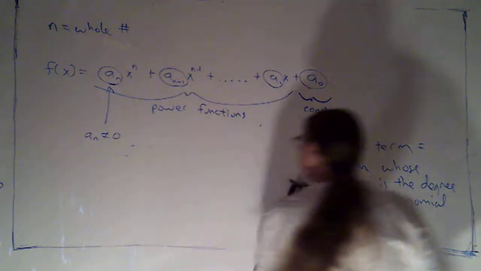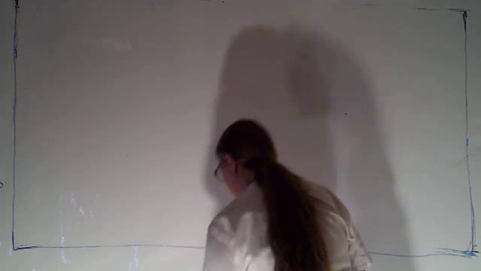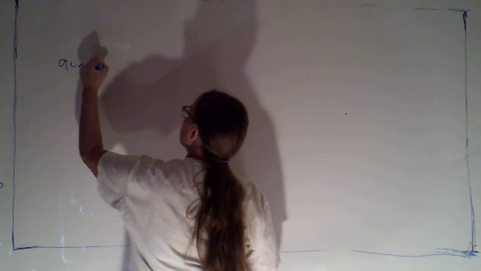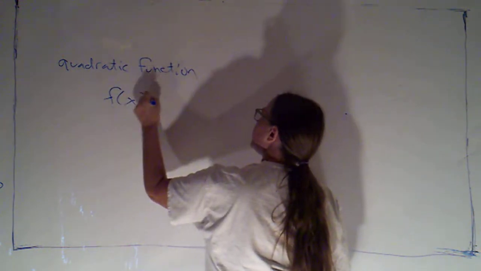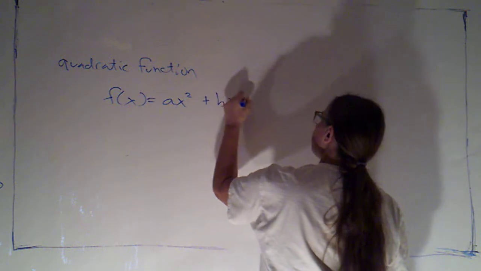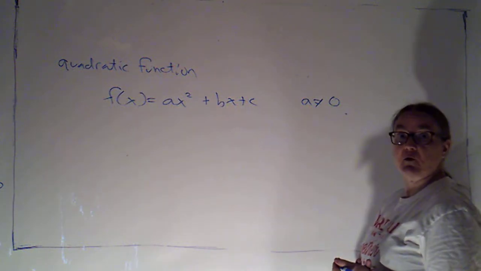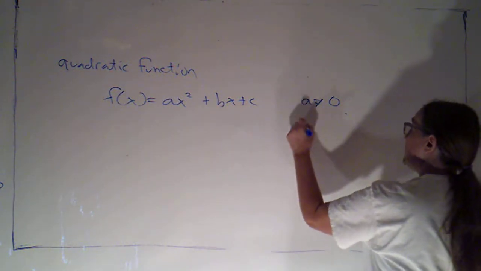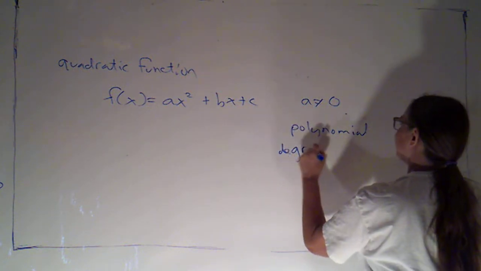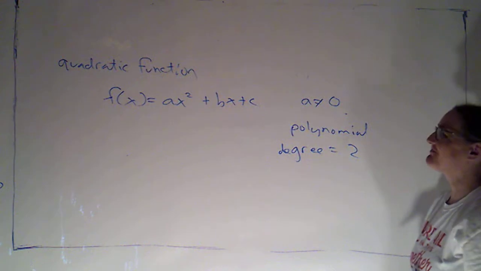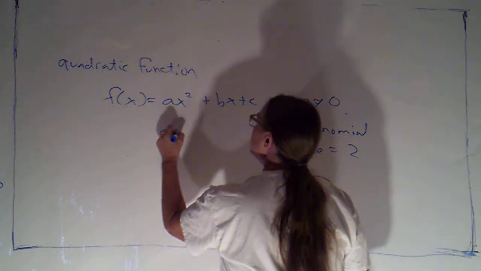Okay. Now, in the first section of this chapter, we were looking at quadratic functions. So if I have a quadratic function, that was something like f of x equals ax squared plus bx plus c, where we specified that a was not 0, so that we actually had some x squareds. Well, that just means it's a polynomial, and the degree would be 2.